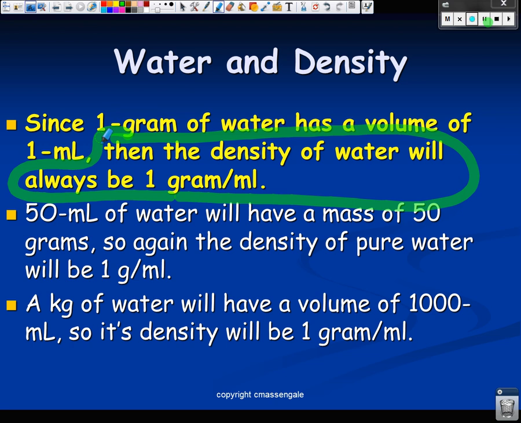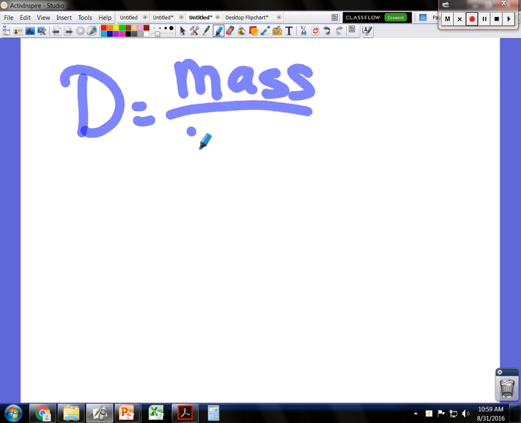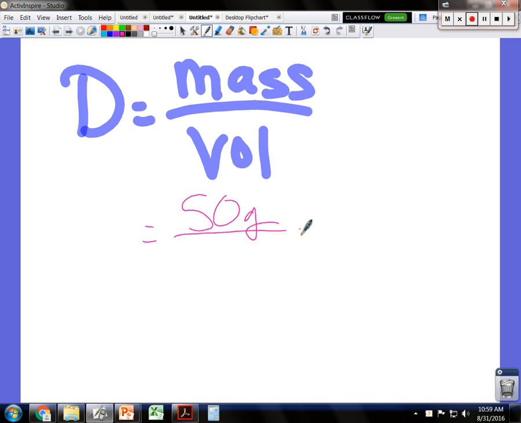So if I have 50 grams of water, okay, 50 grams of water, we know that density is equal to mass divided by volume. And if I have 50 grams of water, the first question I need you to know is how many milliliters is that? 50, because remember, it's a one-to-one relationship. What's the density? 1.